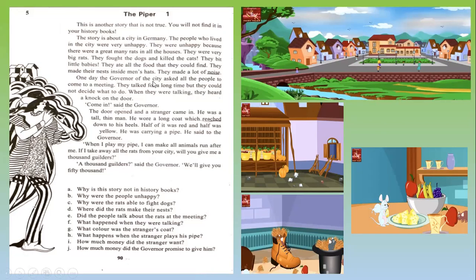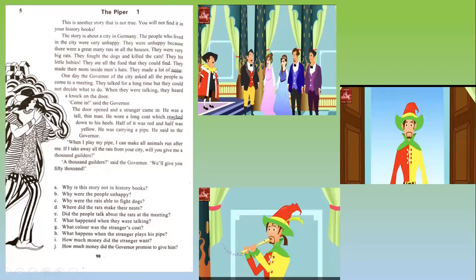One day the governor of the city asked all the people to come to a meeting. He's the governor. He called the citizens of the city to come to a meeting. They talked for a long time, but they could not decide what to do. When they were talking, they heard a knock on the door. Come in, said the governor. The door opened, and a stranger came in.